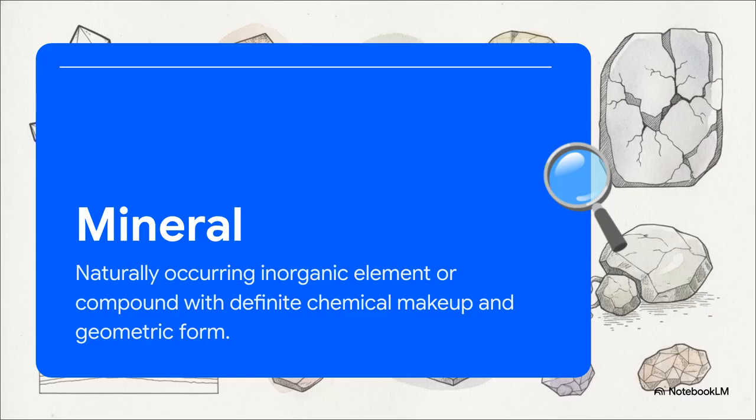So, what actually makes a mineral, well, a mineral? It's not just any old rock. To fit the definition, it's got to be a naturally occurring, homogeneous element or an inorganic compound. Plus, it has to have a definite chemical composition, and it absolutely must possess a characteristic geometric form. It literally requires all of those specific traits.